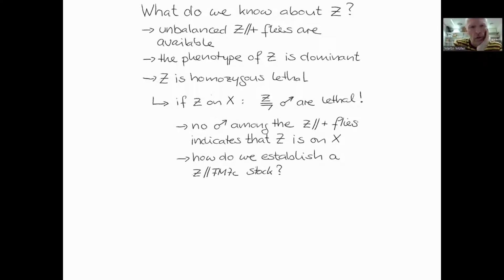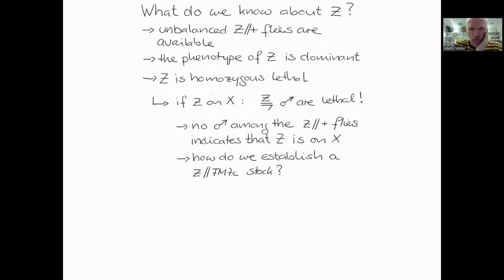Now, we assume Z is on the X chromosome, on the sex chromosome. So, if Z is homozygous lethal, then this of course also means that hemizygous Z males will not survive. They are lethal. So if you look at your collection of heterozygous Z flies and you don't see any males in there which show the phenotype, then this already indicates to you that Z must be on the X. Everybody agrees?